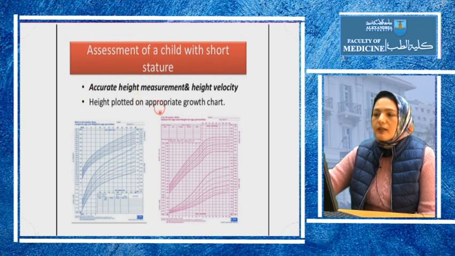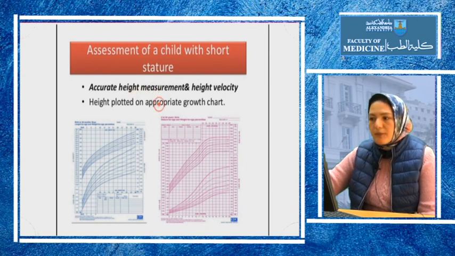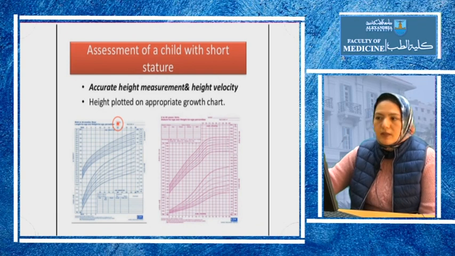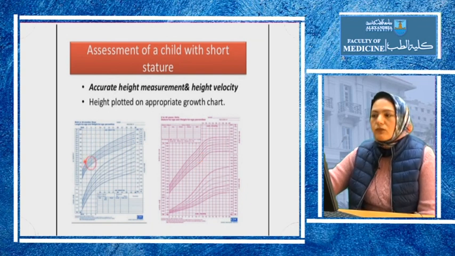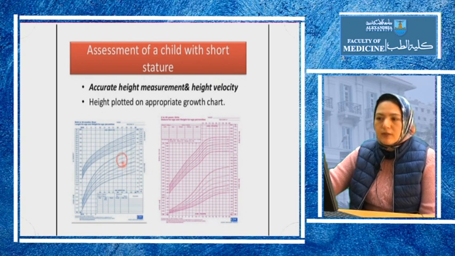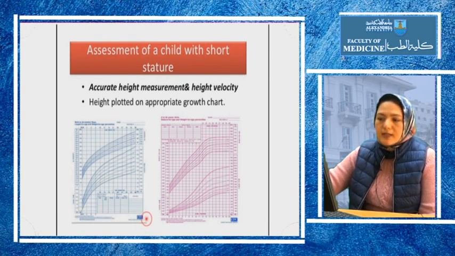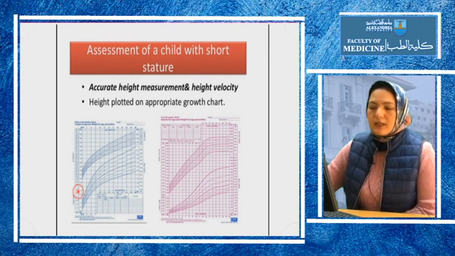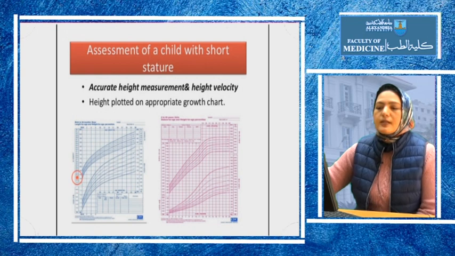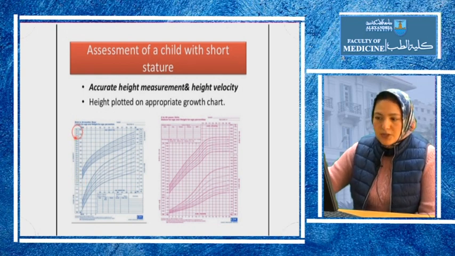The next step, after taking the measurements of the child, is to assess the patient's height and compare it with a normal population by plotting the height measurements on the appropriate growth chart. As we mentioned, we have two types of growth chart, one for the boys in blue and one for the girls in pink. In each chart we have two axes. The horizontal axis presents the chronological age in years, and the vertical axis presents the weight in kilograms at the bottom, and the section above presents the height in centimeters.